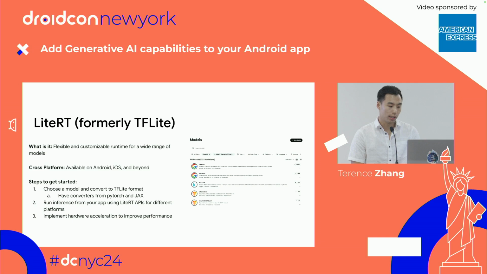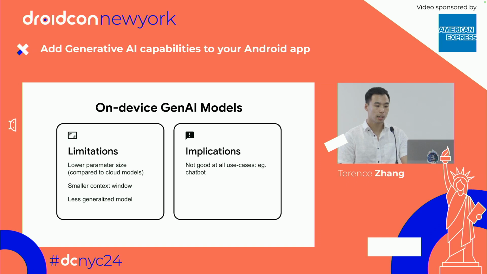Once it's deployed, run inference from your app using LiteRT APIs for different platforms. And the third step is optional but highly recommended. Implement hardware acceleration to improve that model's performance.